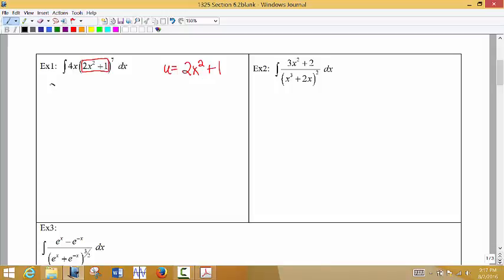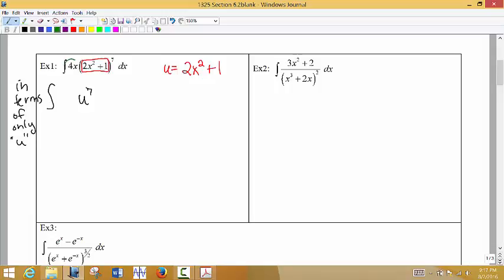So our goal here is to repackage this to be in terms of only u. Right now we have this variable x floating around. We want this to be only in terms of u. So we've done part of this. (2x squared plus 1) to the power of 7. What we have so far then is u to the power of 7.